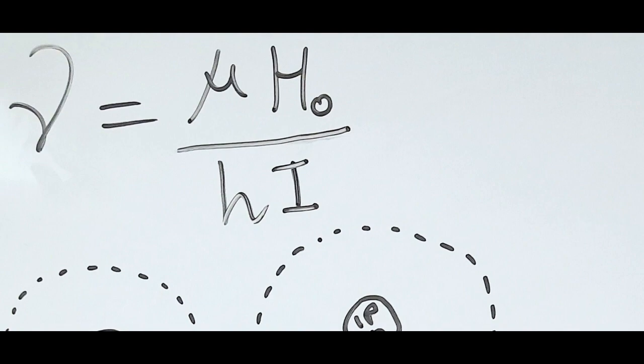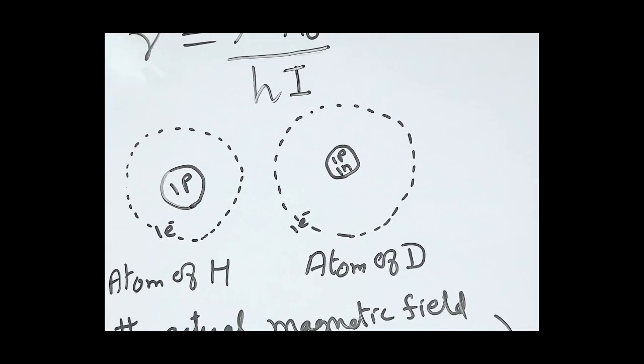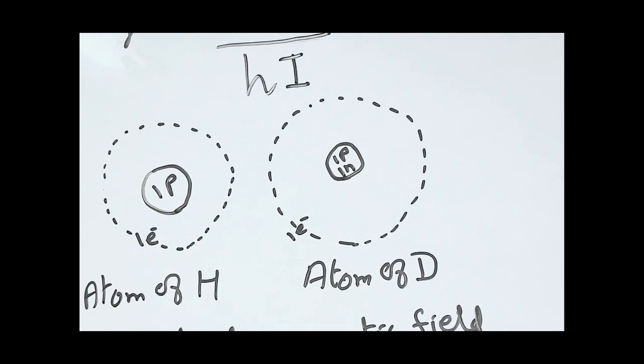If you bring down the h, nu is equal to mu H0 by hI. H is Planck's constant. So clearly we can say that in NMR spectroscopy, the frequency of absorption of a magnetically active nucleus having magnetic moment mu in an applied field strength of H0 is given by the formula nu is equal to mu H0 by hI. Mu is the magnetic moment of that nucleus, H0 is the applied field strength, h is Planck's constant, and I is the spin value.